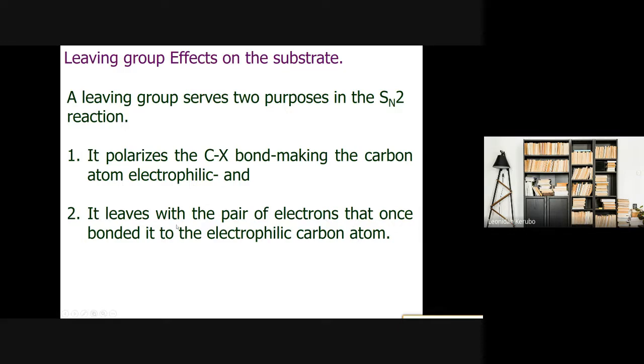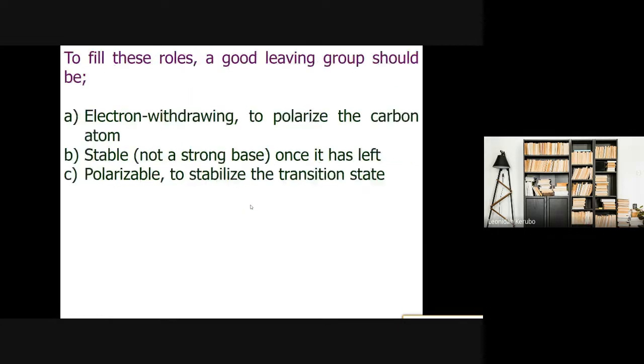It's also important to note that when the leaving group atom leaves, it leaves with the two electrons of the covalent bond that once bonded it to the electrophilic carbon. So it leaves with the two electrons, and in the case of alkyl halides, it always leaves as a halide.